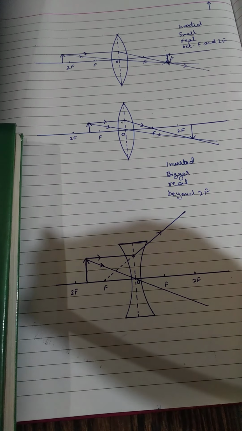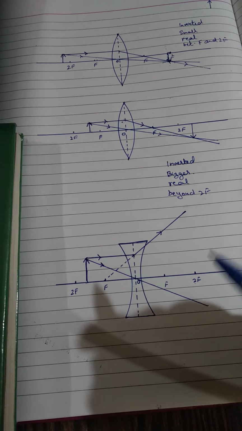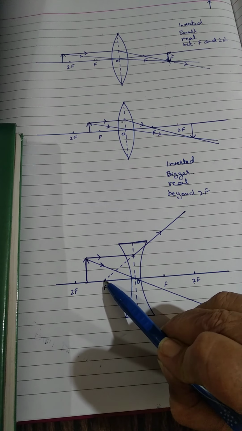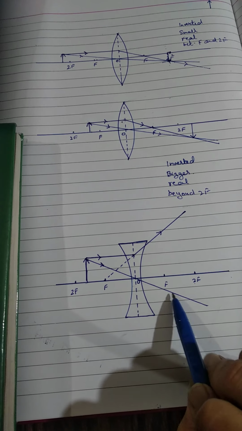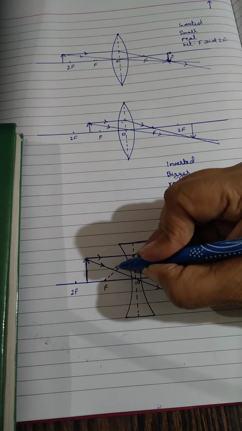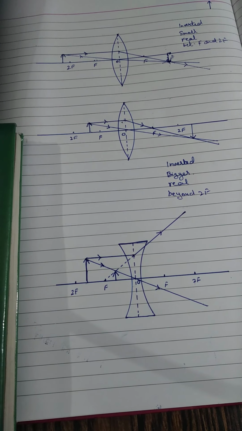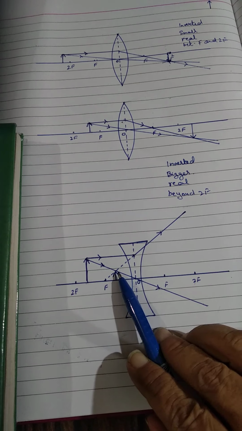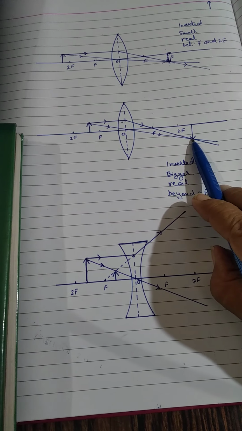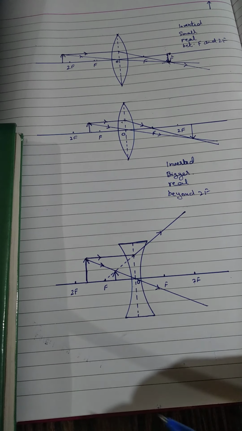So we have to draw the image where the refracted rays are meeting. In this diagram, the refracted rays are meeting where? This is the refracted ray produced backwards, and this is the refracted ray which is going straight away. Where are these two rays meeting? These two rays are meeting here. Draw the arrow like this. Wherever the rays are meeting, the tip of this arrow will be at that point. See, these rays are meeting here, the tip of the arrow will be at this point. Fine. So similarly, the tip of the arrow will be at this point.